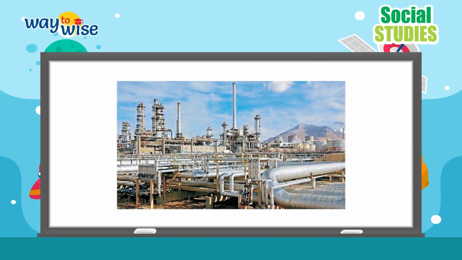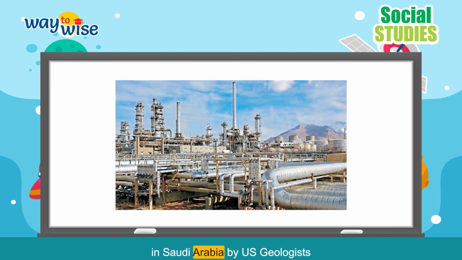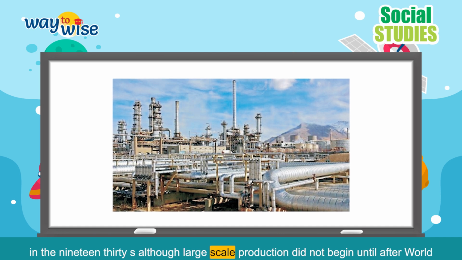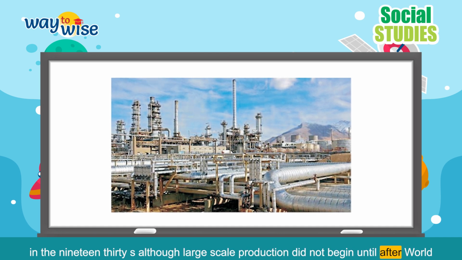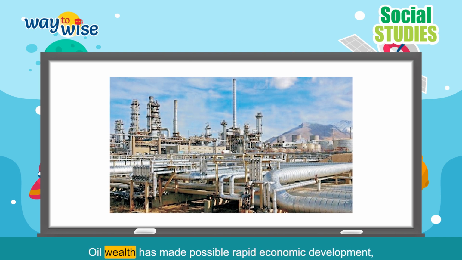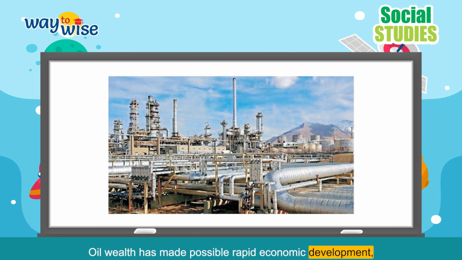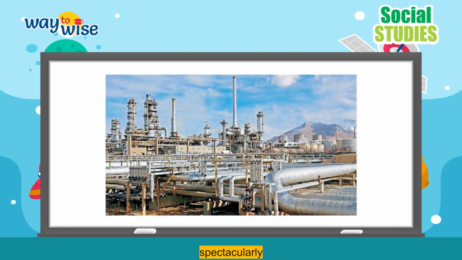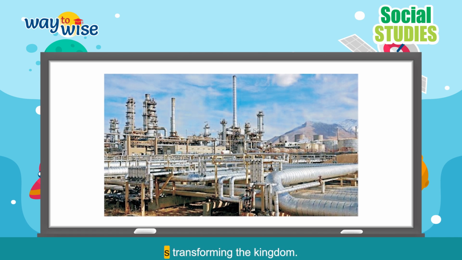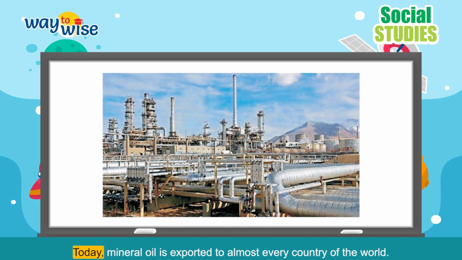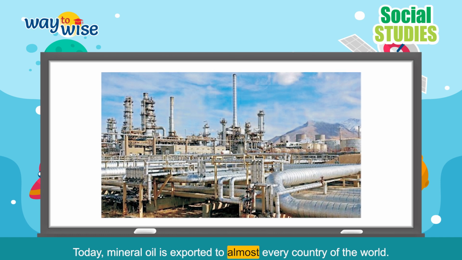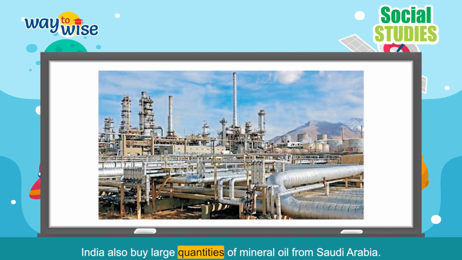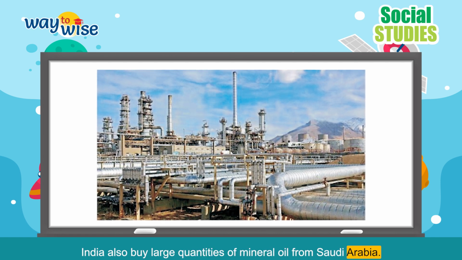Economy. Oil was discovered in Saudi Arabia by US geologists in the 1930s, although large-scale production did not begin until after World War II. Oil wealth has made possible rapid economic development, which began in earnest in the 1960s and accelerated spectacularly in the 1970s, transforming the kingdom. Today, mineral oil is exported to almost every country of the world. India also buys large quantities of mineral oil from Saudi Arabia.